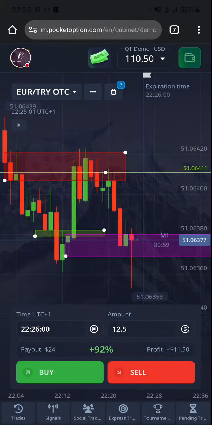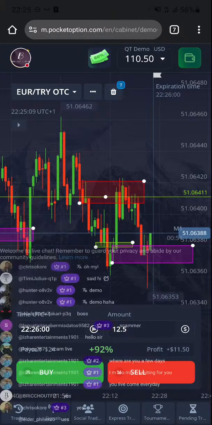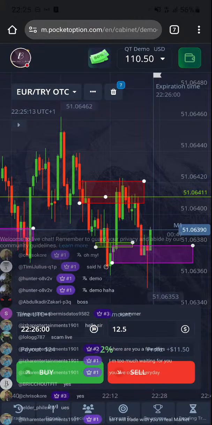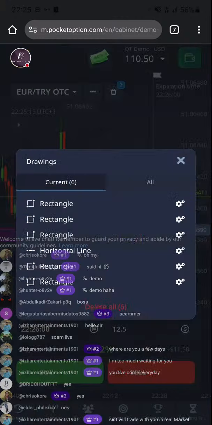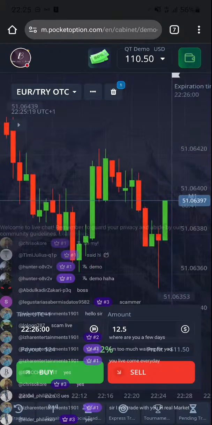You can see the buyers are still here. The buyers are pushing up the price right now. The buyers rejected this price from all the way from this place. You can see. Okay, we have another yes. That's good. All right, so let's clear everything first.